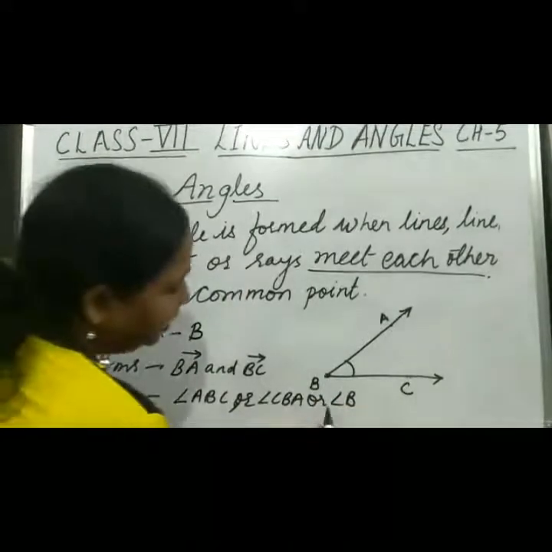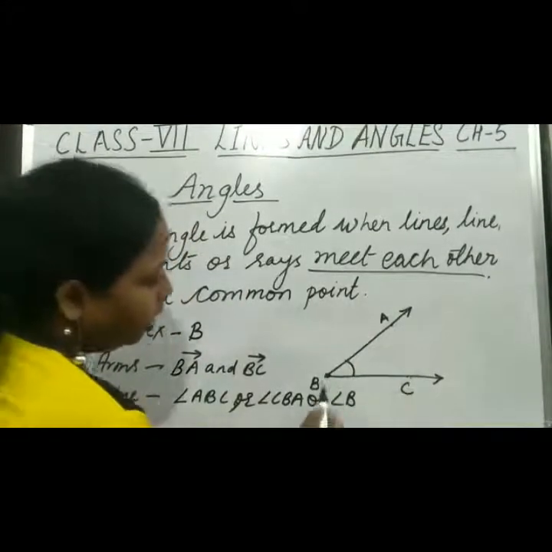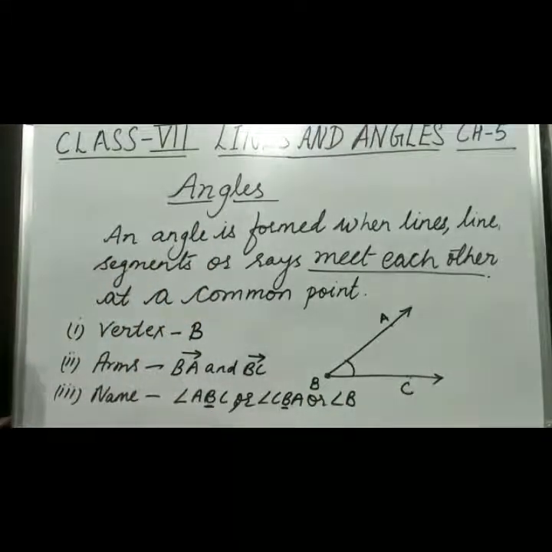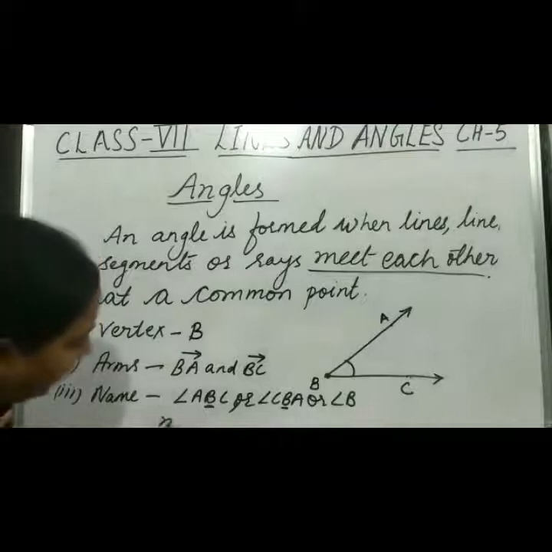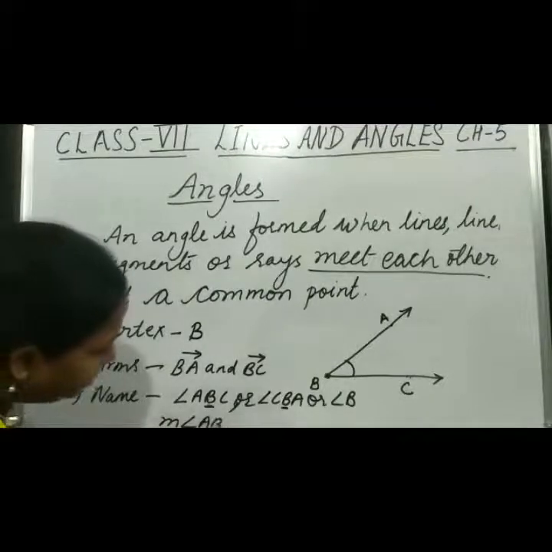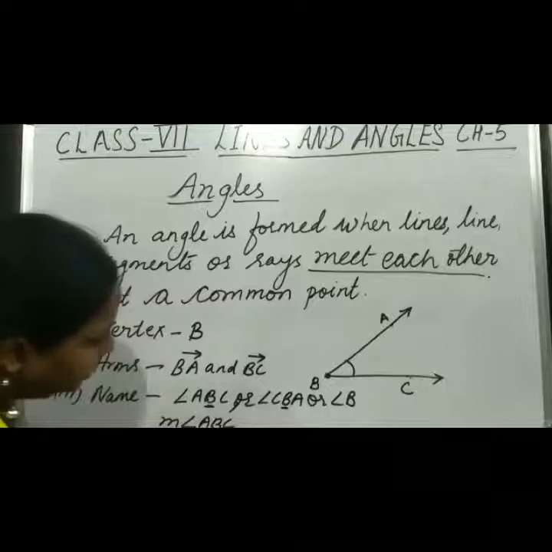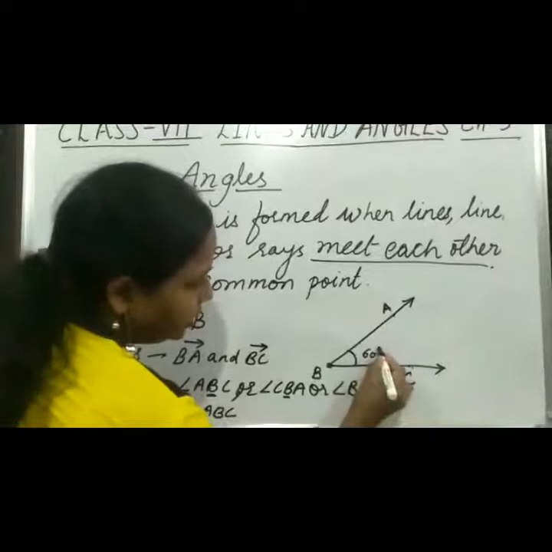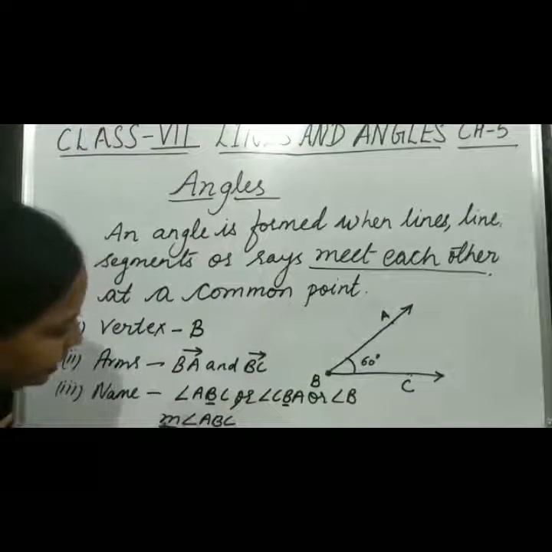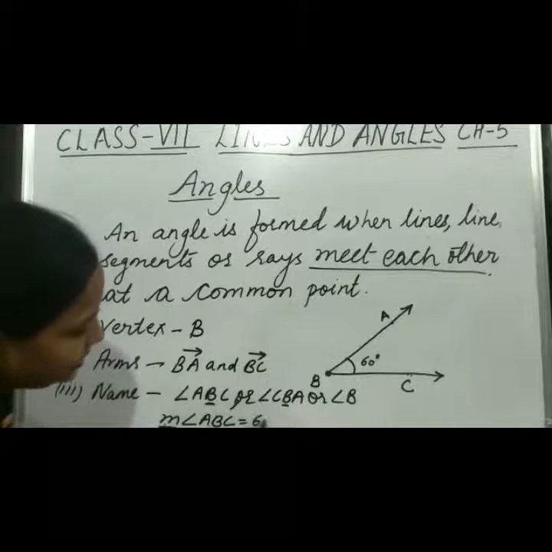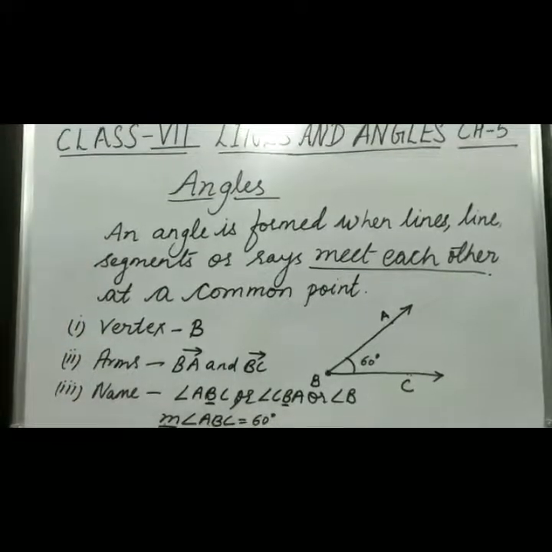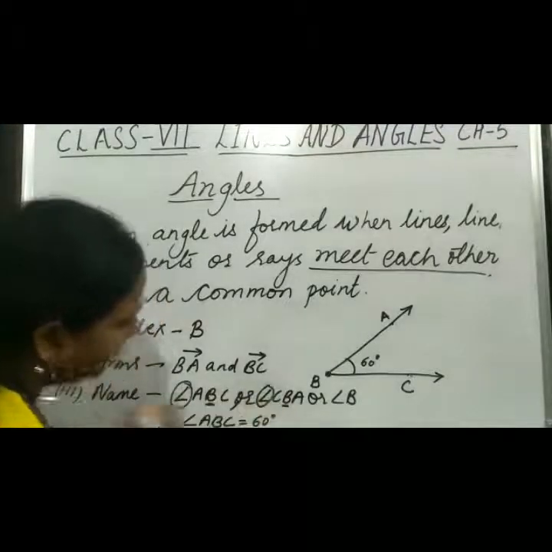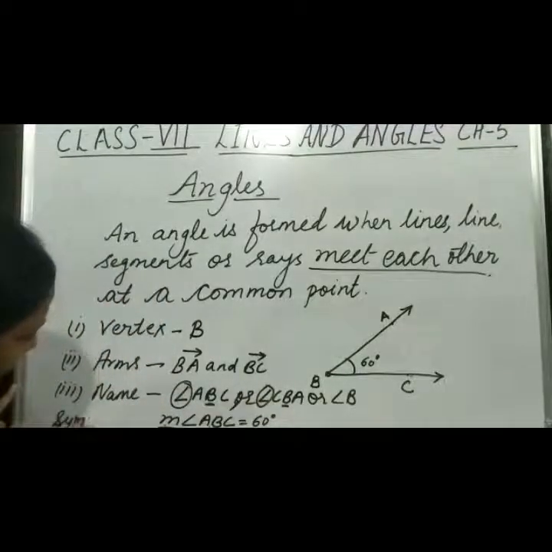Remember one point here: while writing the name of the angle, always keep the vertex in the middle. Clear everyone? And if it is written m angle ABC, this m means the measure of angle ABC. Suppose this angle is 60 degrees. So we will write it as measure of angle ABC is 60 degrees. I think this is clear to you, and this is the symbol of angle.